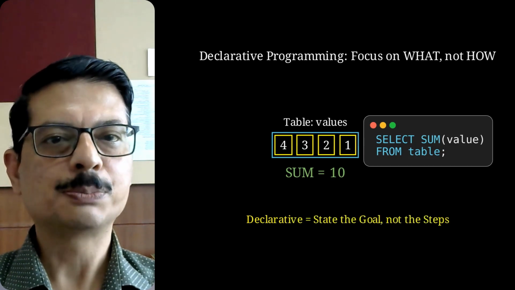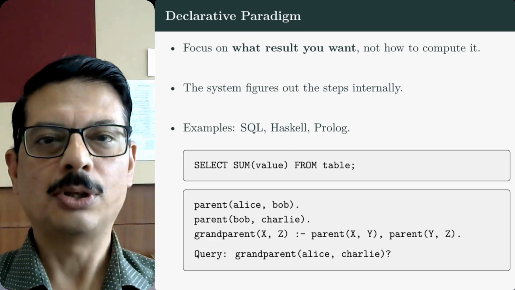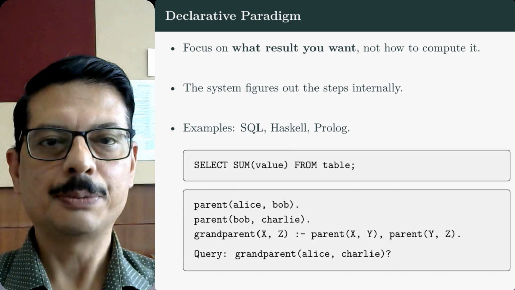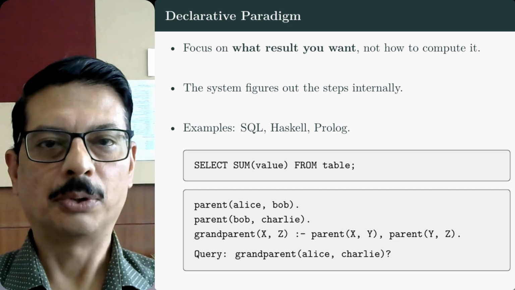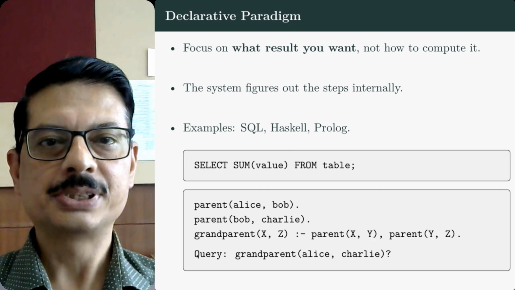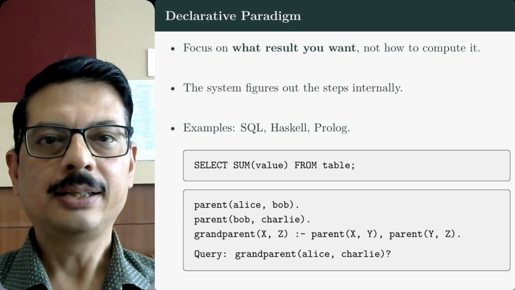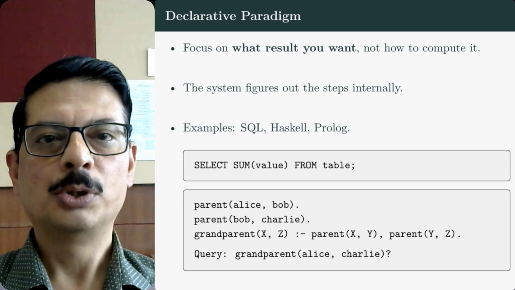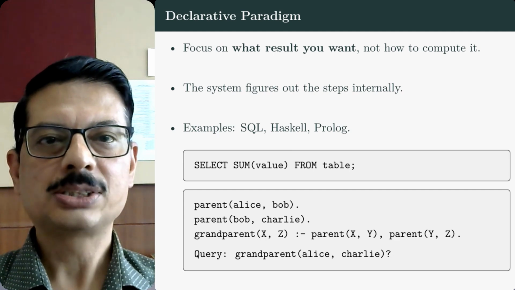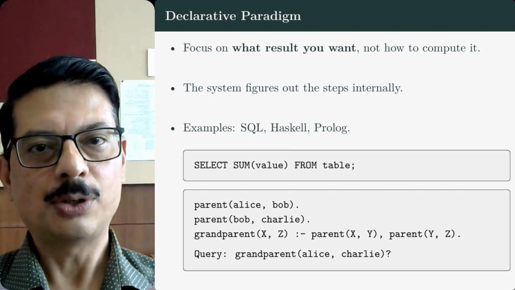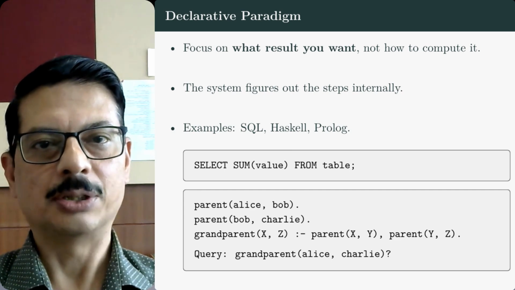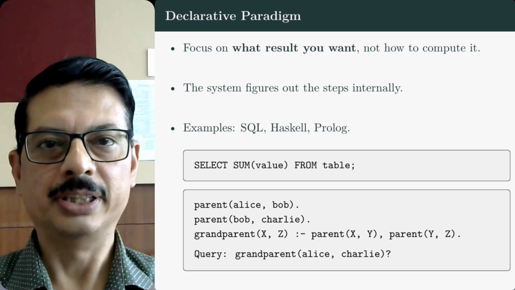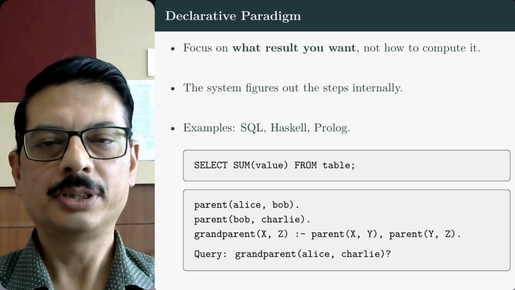But declarative programming is broader than SQL. It also includes logic programming, where you state relationships and let the system infer new facts. Here is a simple program in Prolog where a parent relationship is given between two persons and a grandparent relation is defined in general. And here we don't compute step by step who the grandparents are. We just declare the facts and a rule. If we now ask, is Alice the grandparent of Charlie? Prolog can answer yes by chaining the rules. This is another form of declarative thinking. Focus on the relationships, not the procedure.